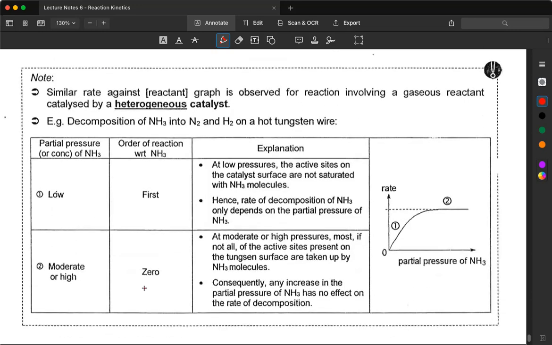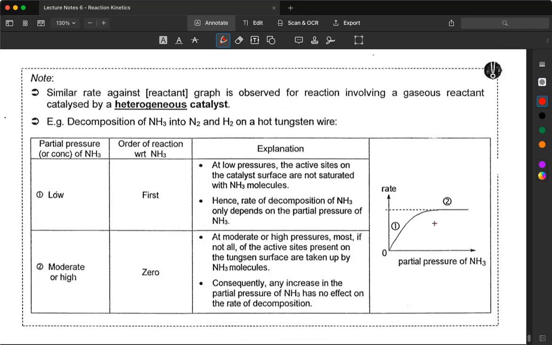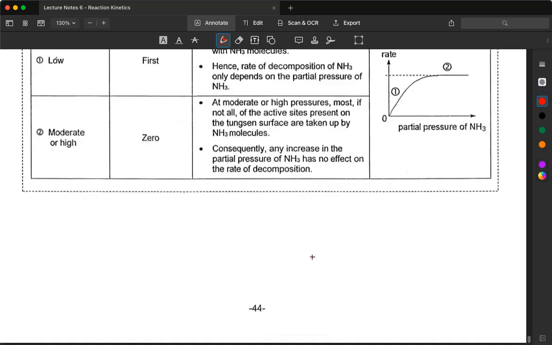So lastly, these are just more examples. You have the Haber process. If the partial pressure of NH3 is low, the order of reaction is first, because there are still available active sites, not saturated yet. But at moderate or high partial pressure of NH3, it will be 0 order because the active sites are already taken up. Even if you increase the partial pressure further, it will not have any effect on the rate.